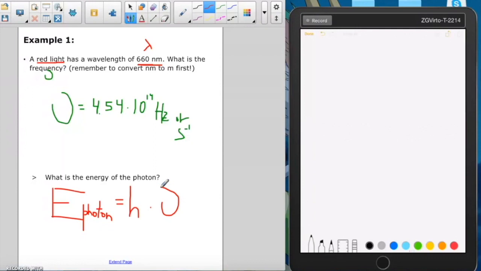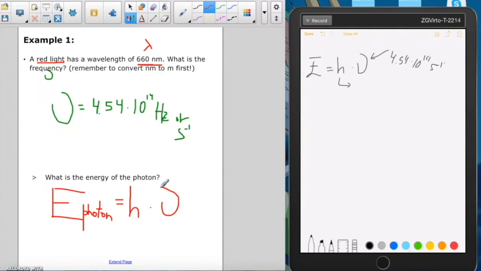So how do we do this? Well, if the energy is equal to Planck's constant times the frequency, we just need to plug in here, instead of the frequency, the number that we calculated before, which was 4.54 times 10 to the 14th seconds to the minus 1, okay? That was our frequency. Planck's constant is a constant.